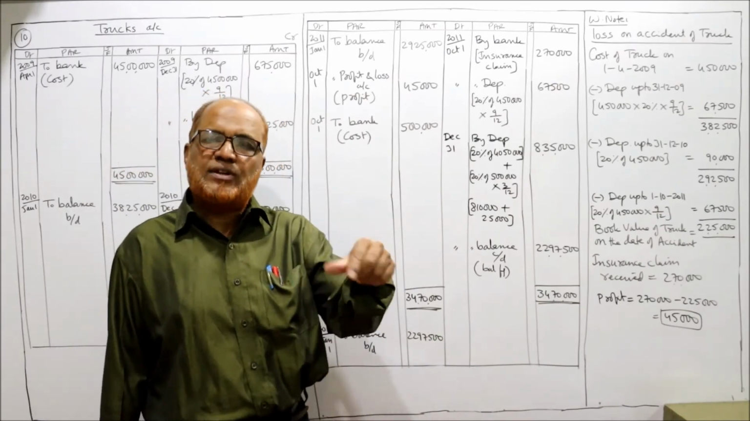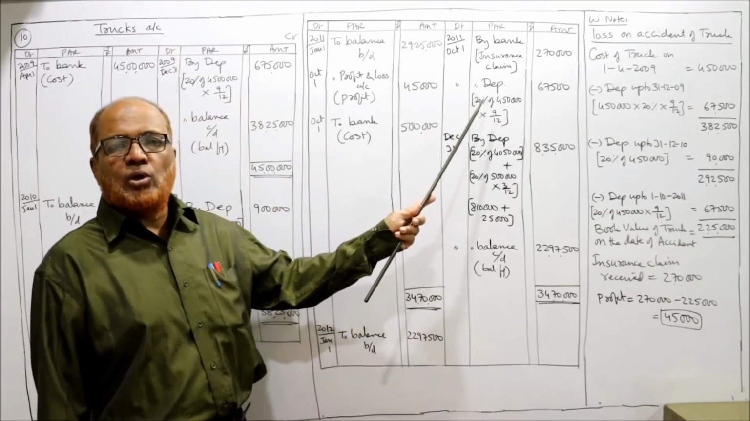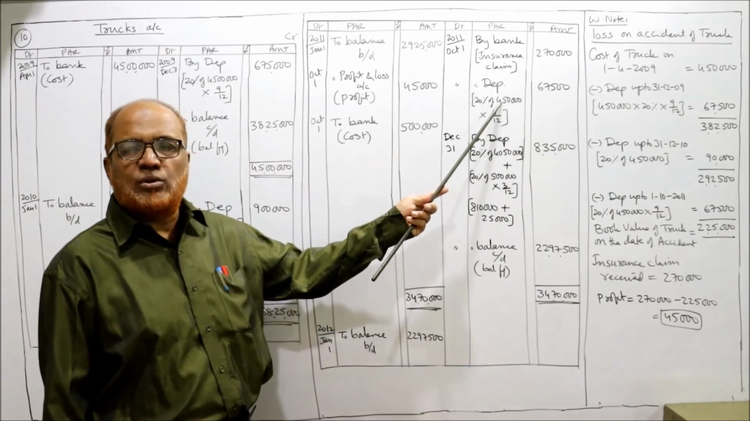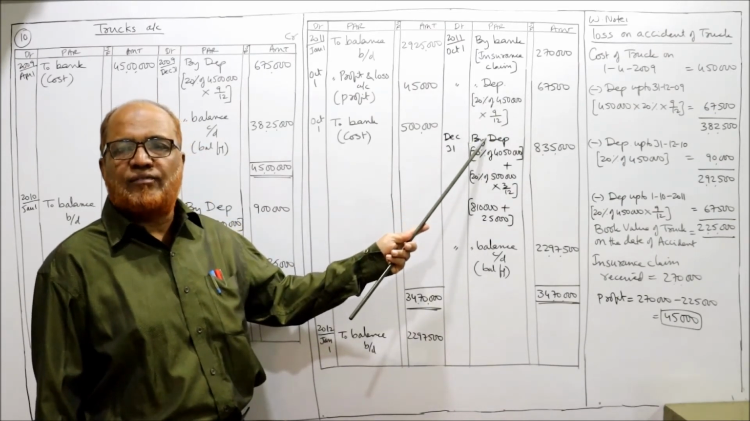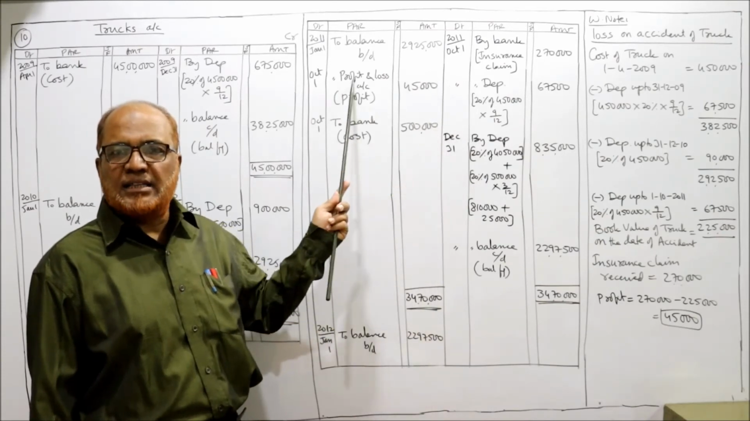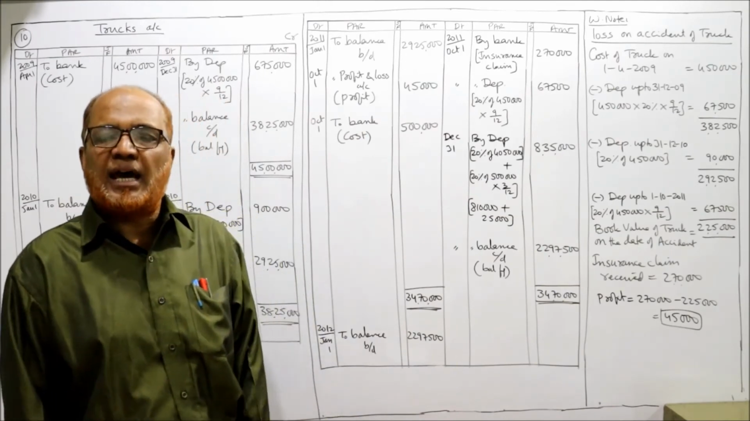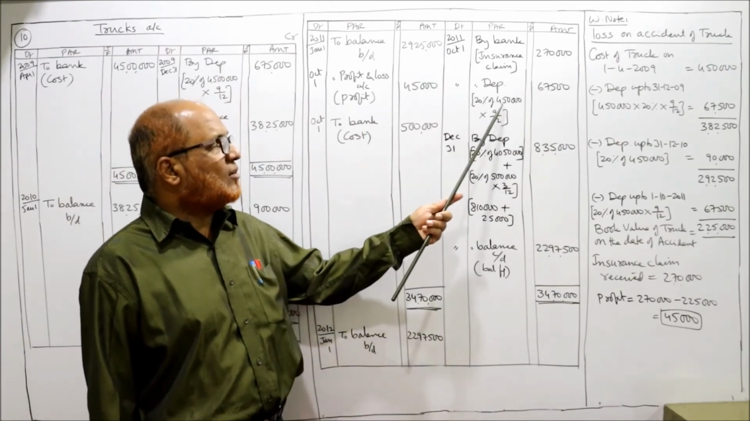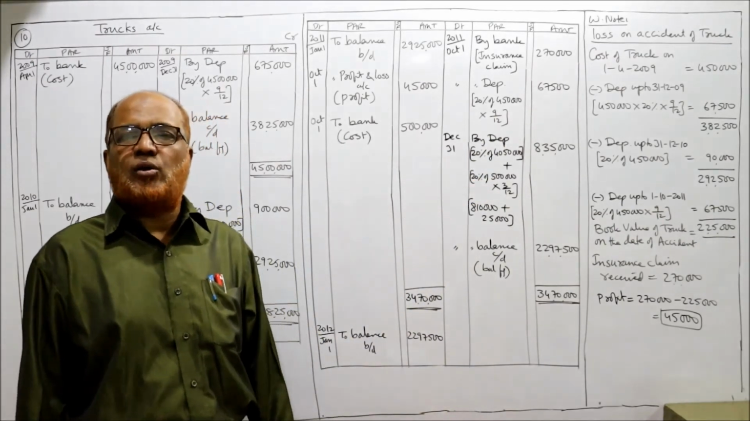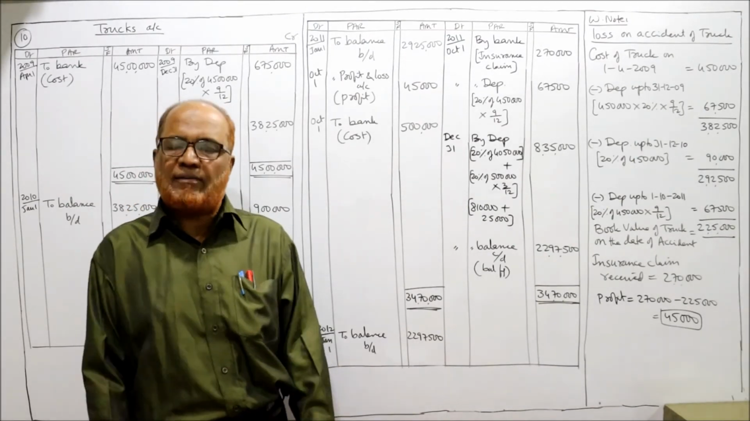The second entry will be depreciation. Depreciation on that truck which met with an accident. So by depreciation. What is the rate of depreciation? 20% of 4,50,000 into 9 by 12, because the accident took place on 1st October. We start the year from 1st January, so 1st January to 1st October is 9 months. So 20% of 4,50,000 into 9 by 12, 67,500 rupees is the depreciation of that truck during the year 2011.